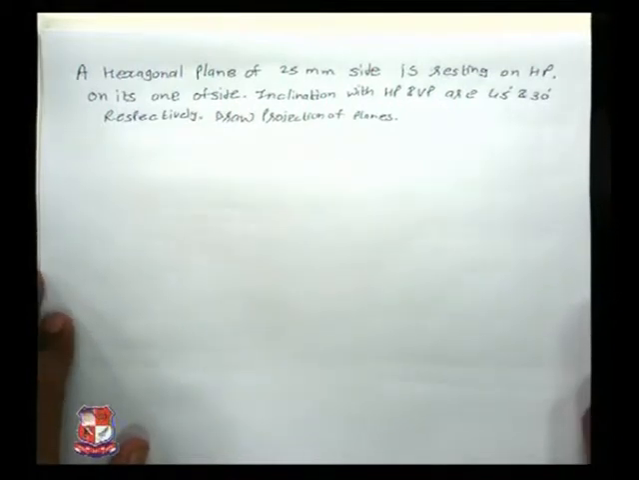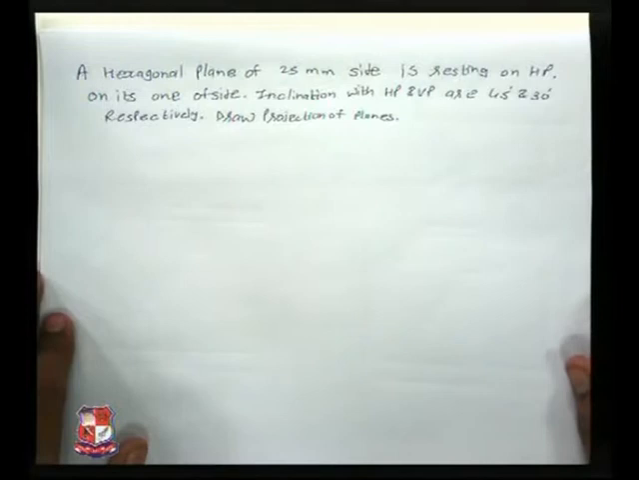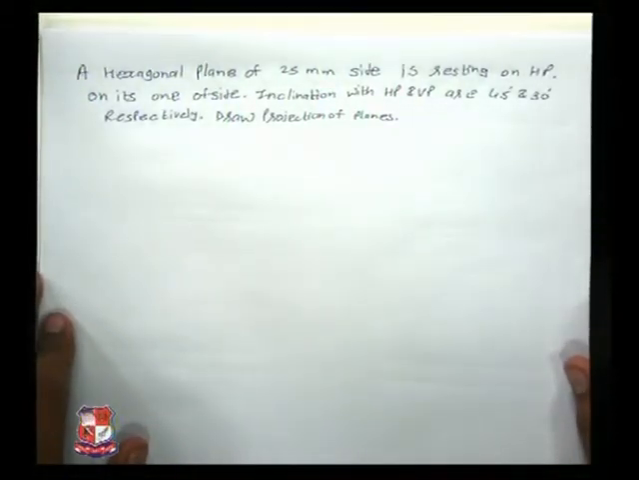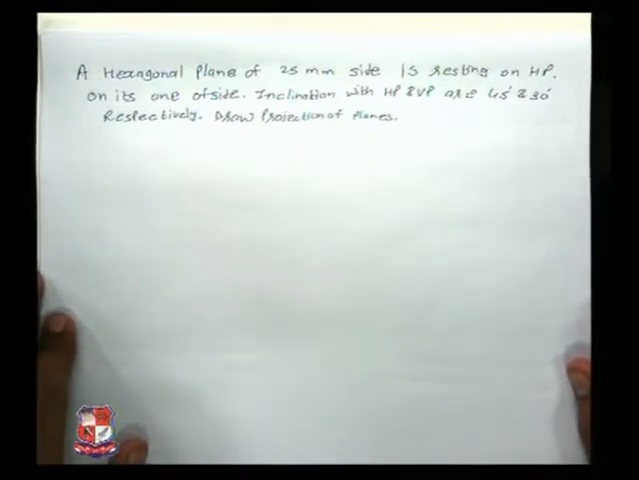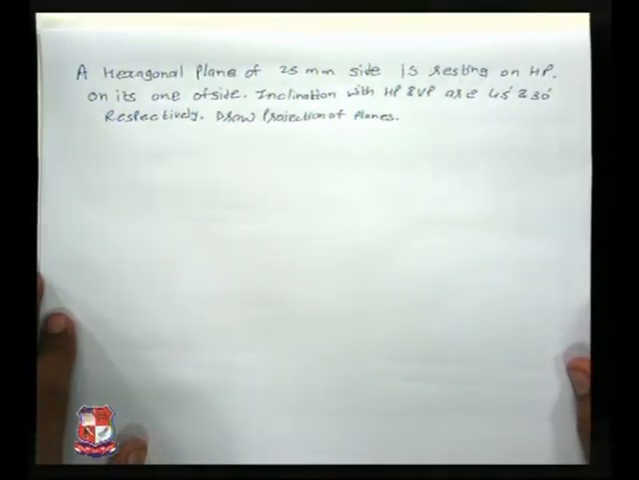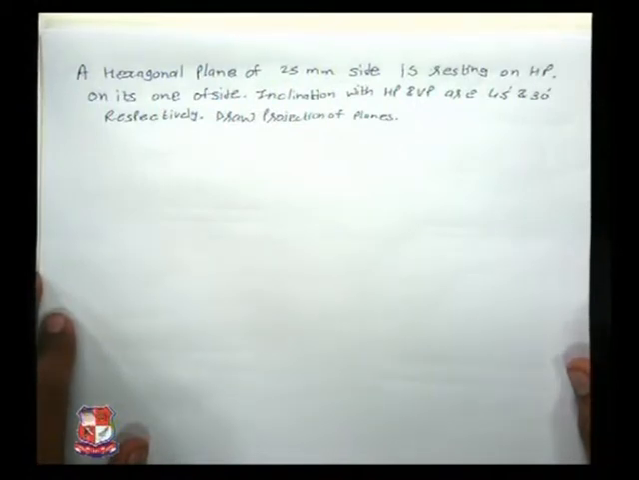Our next problem is about projections of a plane. A hexagonal plane of 25 mm side is resting on HP on one of its sides. Inclination with HP and VP are 45 degrees and 30 degrees respectively. We need to draw the projections of the plane.